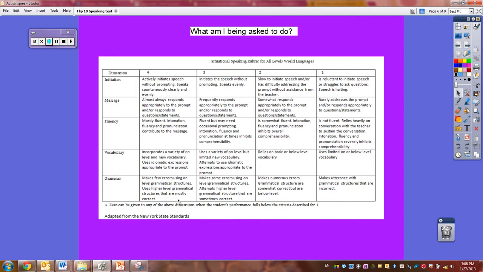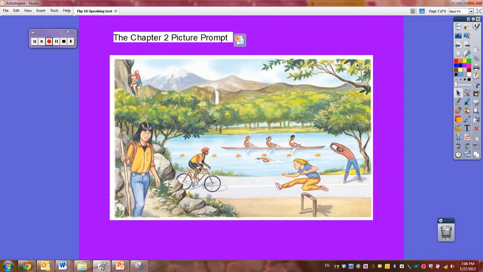Now, down here at grammar, makes few errors on level grammatical structures. If you're using all Spanish 1 level stuff, that's going to be down here because you're below level. But if you're using things from Spanish 3, those are higher level grammatical structures. And are you using them correctly? That comes with practice. Then I took you into the Chapter 2 picture prompt.